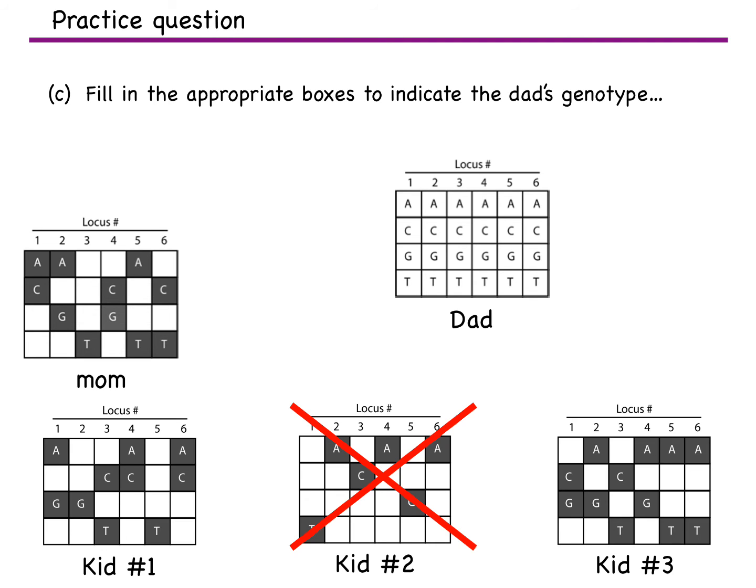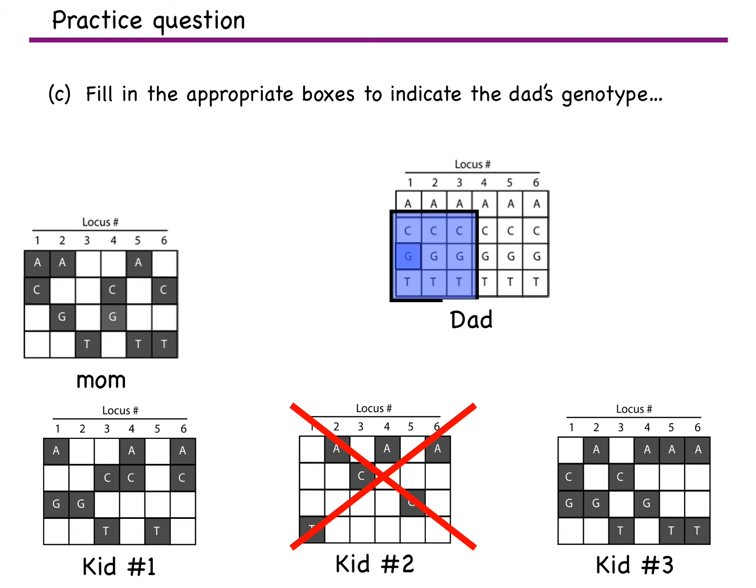All right, so if you've done this correctly, you should say that at locus number 1, dad's genotype must be a G. And remember, dad only has one X chromosome, right? So there's only going to be one spot that hybridizes for each of these loci. Dad must have a G there, because if you look at, for example, kid number 1, you'll see that kid has hybridization signals for A and G, but mom can only transmit the A hybridization signal. So they must have inherited the G allele from dad.